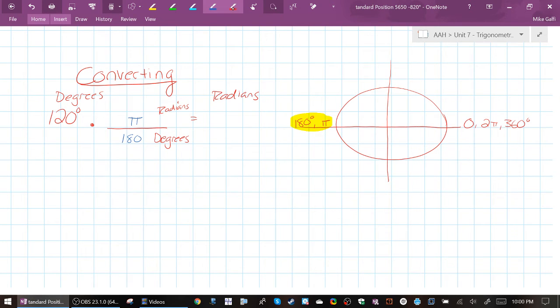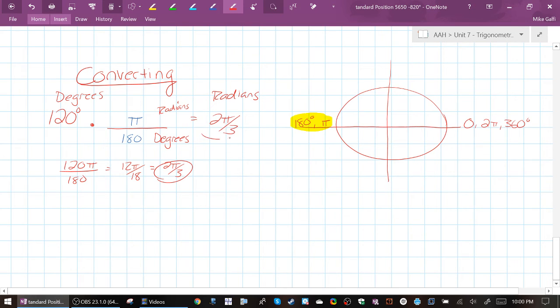All right, so as we go through and we do the math, 120 times pi, this would be 120 pi over 180. And now all I have to do is reduce this. Let's divide the top and the bottom by 10. So that would be 12 pi over 18. And both of these numbers are still divisible by 6. So when I divide them both by 6, I get 2 pi over 3. So my final answer will be 2 pi over 3.